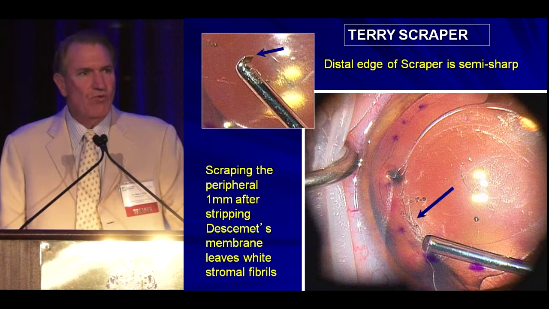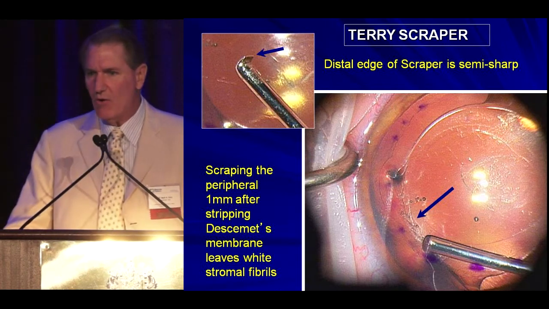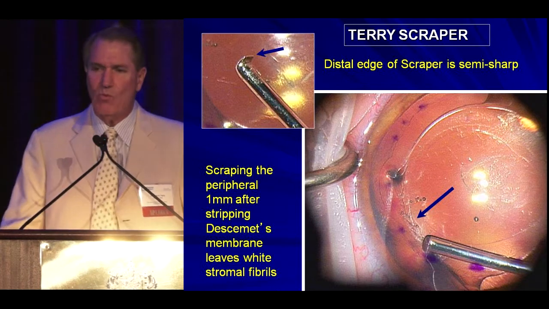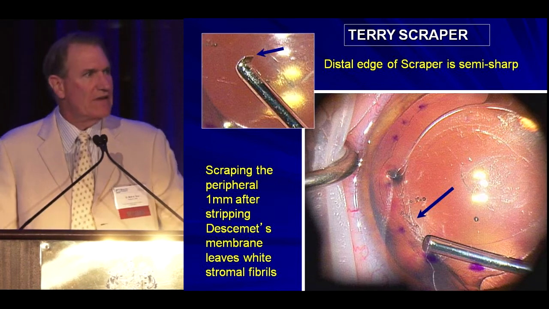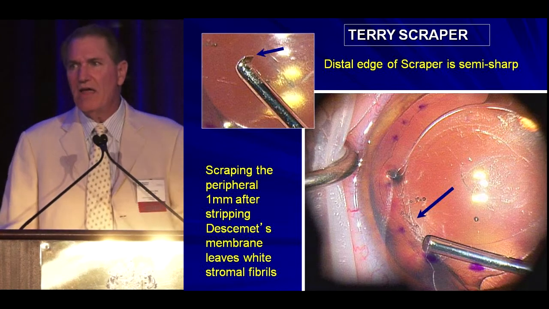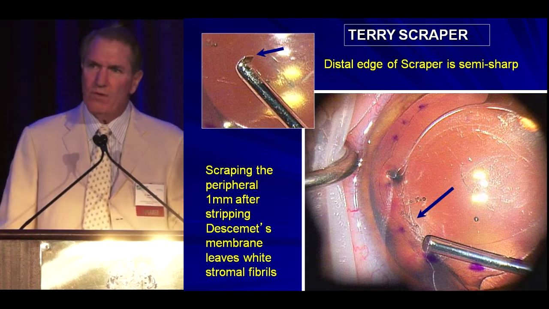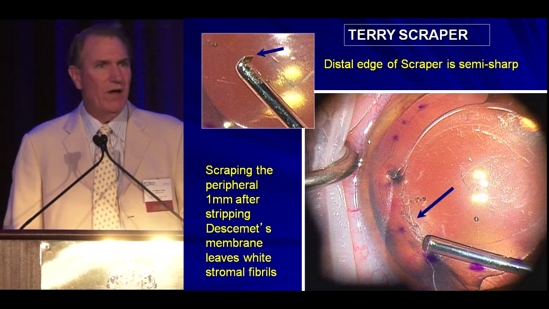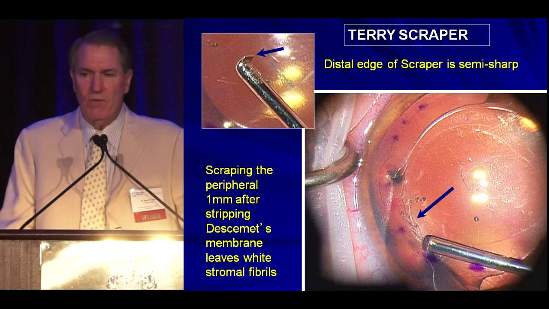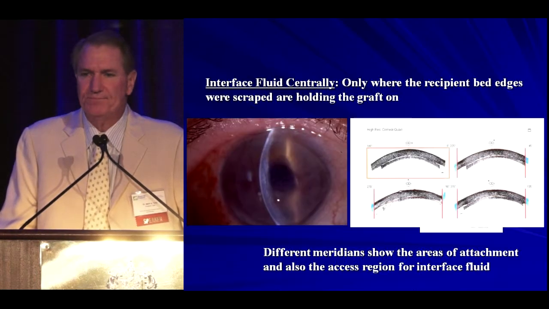It's important to know that the scraping has to be visible. You have to have that white band that you see with the arrow pointing in the lower photograph to the white band. If you don't see a white band, you're not getting enough scraping. You cannot scrape using a Sinskey hook. You need to have a true scraper or something to roughen that peripheral stroma so it will grab on to the peripheral stroma of your recipient bed, or of your donor tissue to the recipient bed.